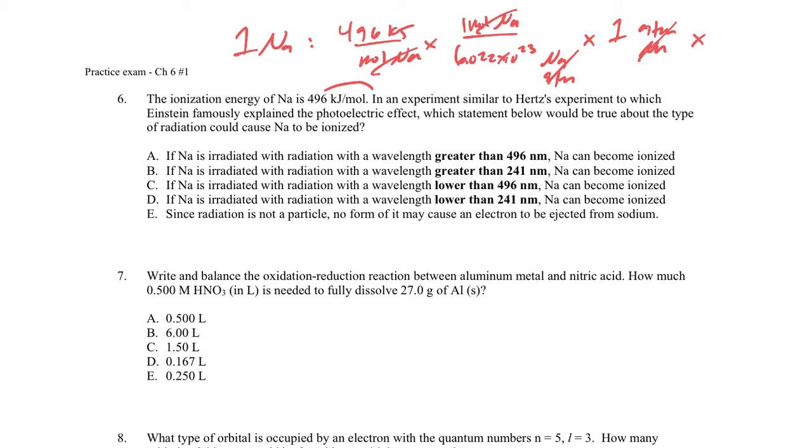And then if we're going to plug this into an equation using Planck's constant in joules times seconds, we're going to want to convert over to joules. So 1 kJ is 1,000 joules. And so let's actually work this one out here. So we got 496 divided by Avogadro's number, times 1,000. So I got 8.239 times 10 to the minus 19, call it 8.24.